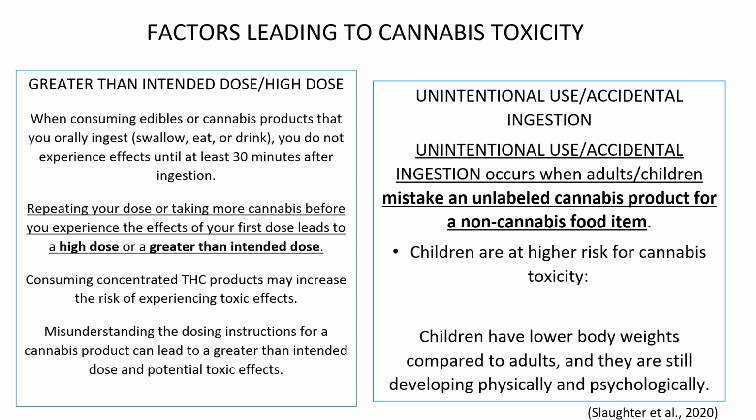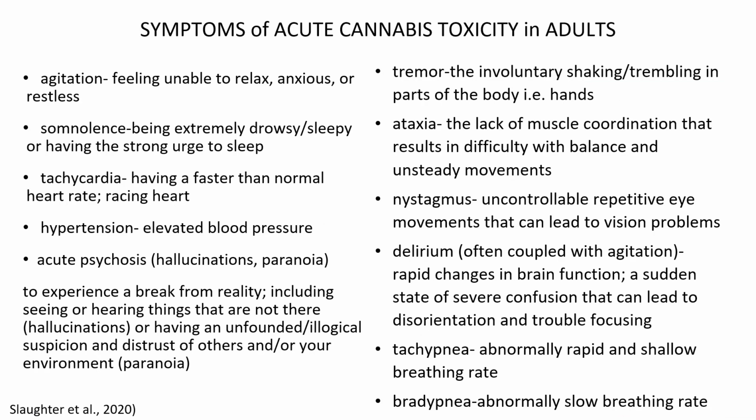Children are at higher risk for cannabis toxicity. Children have lower body weights compared to adults, and they are still developing physically and psychologically. And here's a list of some symptoms of acute cannabis toxicity in adults. We won't review them all, but there's agitation, there's tachycardia and hypertension, which is a racing heart and elevated blood pressure. There's lack of muscle coordination, delirium, slow breathing. It's a number of symptoms associated with acute cannabis toxicity.